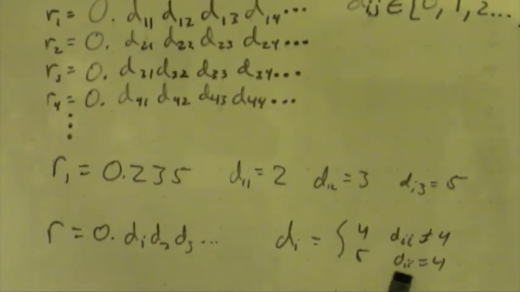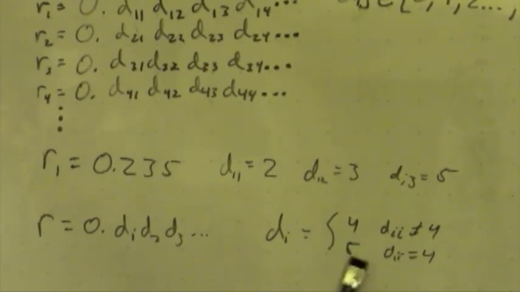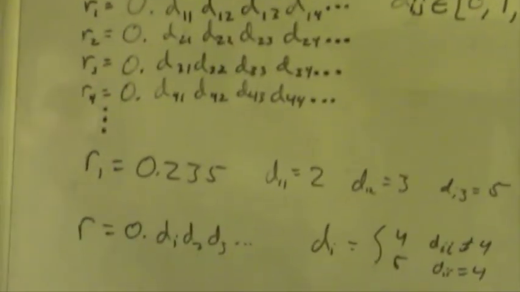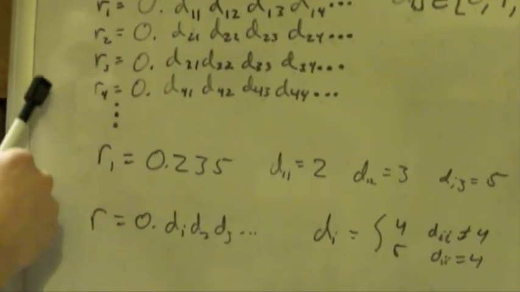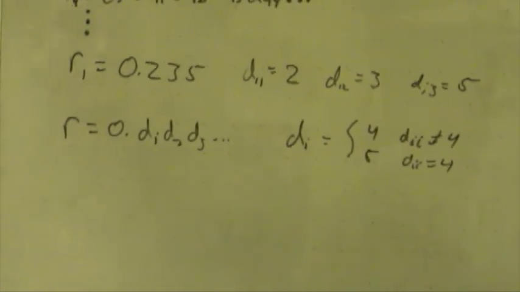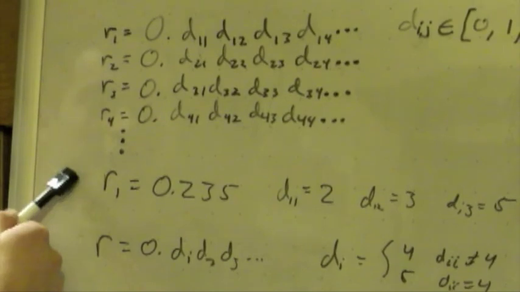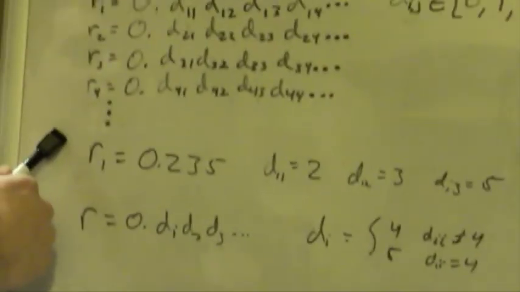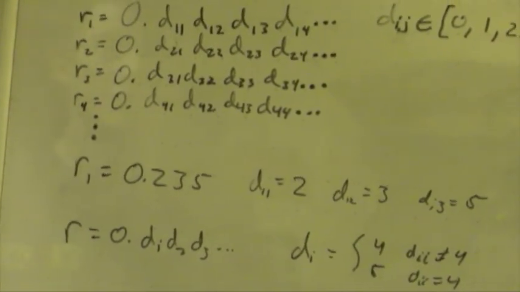Because we use this definition where if dii is 4, then we make it 5, and if dii is not 4, then we make it 4. So now we know that r is not equal to any of these real numbers, R1, R2, R3, etc. So this number r cannot be in this list of numbers Ri. But before we said that this list contained every single real number between 0 and 1. So we've reached a contradiction.